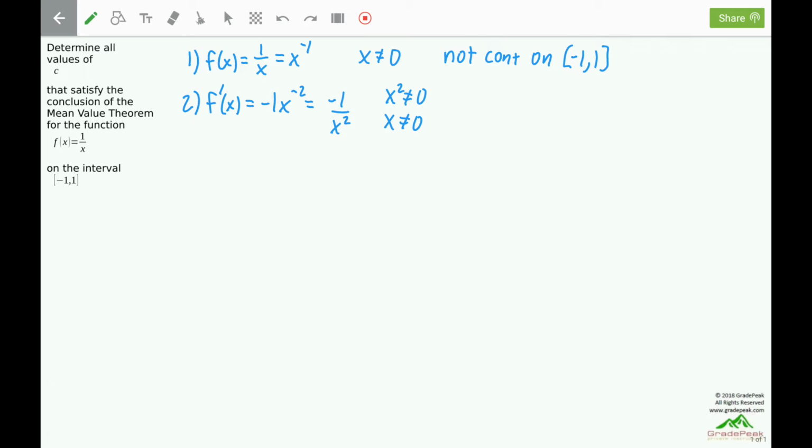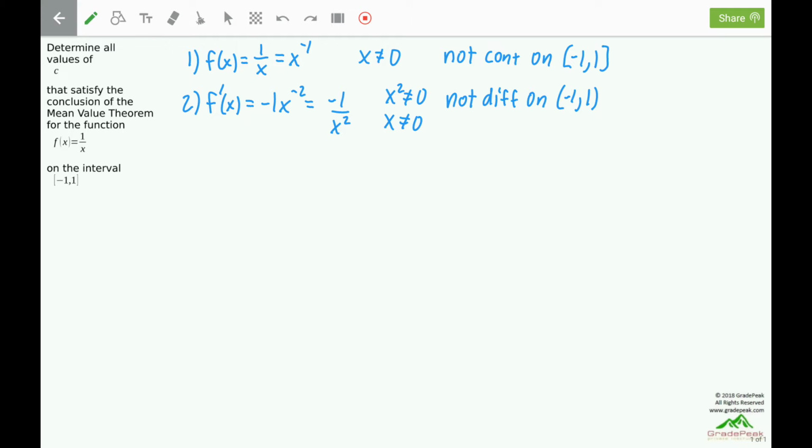We need the derivative to be continuous, which is also called differentiable, on the open interval. But the interval -1 to 1 includes the 0 in there, and we cannot be the 0, so we are not differentiable on the open interval. It's always the open interval for the derivative because the derivative does not exist at the endpoints. But it turns out we don't exist at the 0 either, which is in between, so we're not differentiable, and condition 2 also does not hold true.